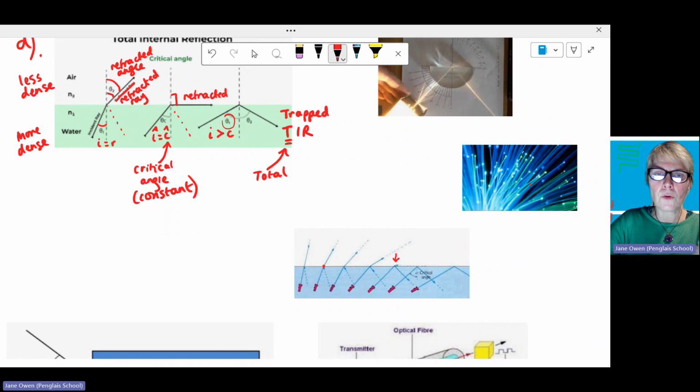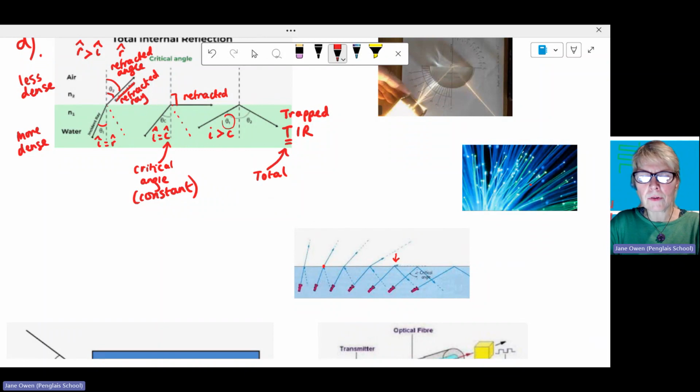Now there's two R's here. There's a reflected angle and there's a refracted angle, and they both have R's, which is sometimes a little bit annoying. So the refracted angle is when it comes out, and that refracted angle will always be bigger than the incident angle at the point of refraction.